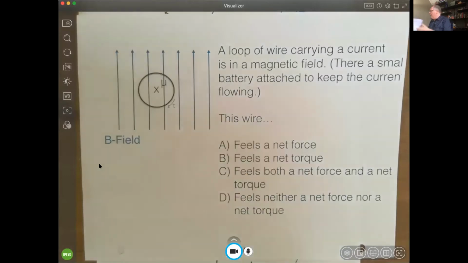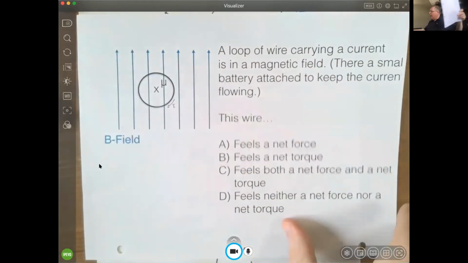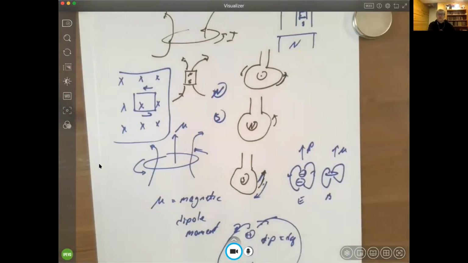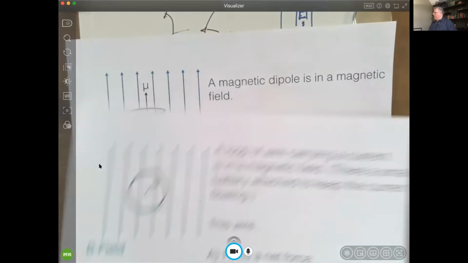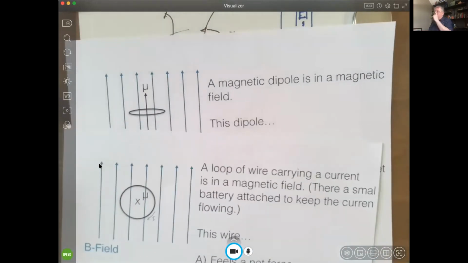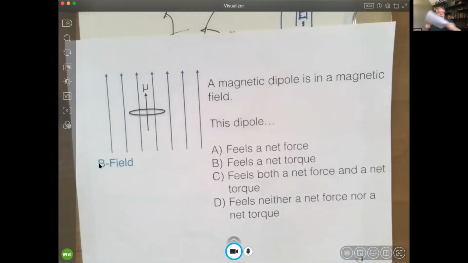Okay. I'll try to remember to get all. So are you saying that's just a net torque, or is there also a force? It's just a net torque in both cases. There's no net force. You can never get a net force with a constant field. We're going to talk about non-constant fields later.